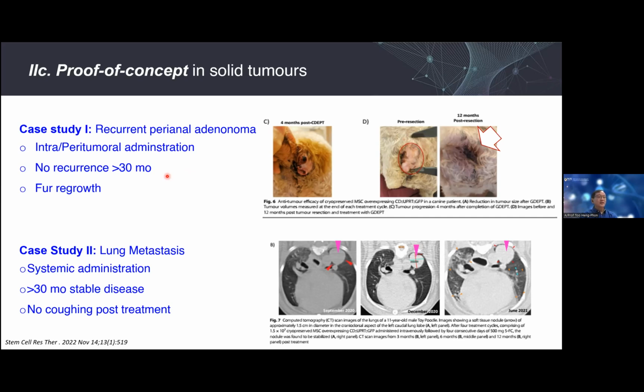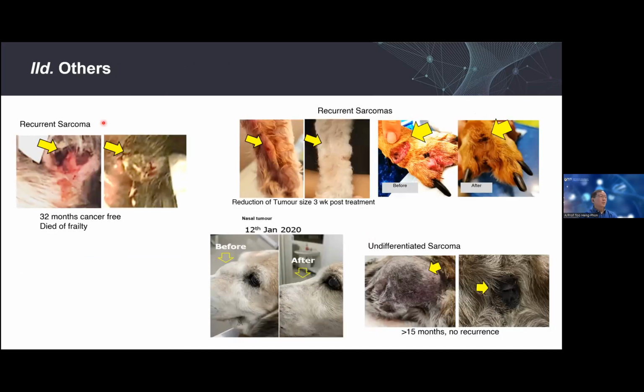Here is another case where we injected into the bloodstream systemically, and we see a shadow before the treatment in September 2020. Over the years, you can see the shadow is still there, but this dog does not have any of the phenotype anymore. They are very stable in disease and do not cough at all. This dog is still at home, is very old, is still at home. Now, these are two examples, but beyond that, we have others.